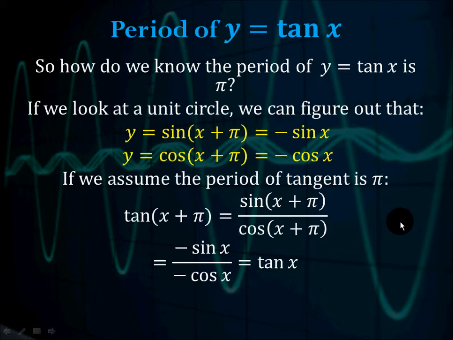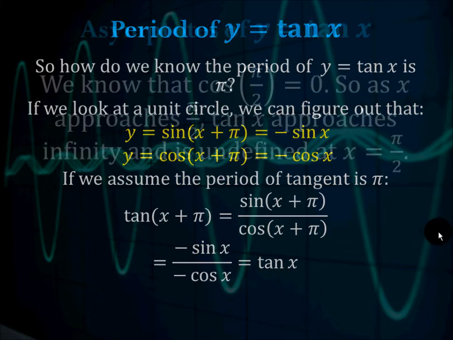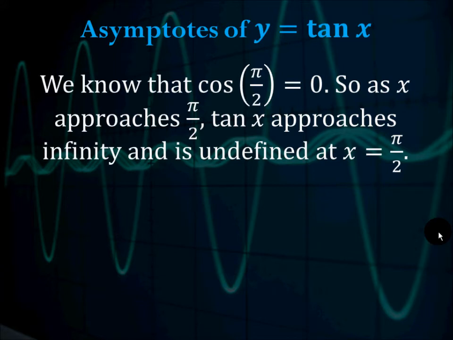So just to recap this slide again, if you move along the unit circle halfway around, 180 degrees or pi units, the numerical value of sine or cosine will be exactly the same, but the sign will be opposite. What was negative is now going to be positive. What was positive is now going to be negative. So now you plug these expressions into tangent. Tangent of x plus pi is equal to negative sine x over negative cosine x, which simplifies to tan x. So the period of tan x equals pi.